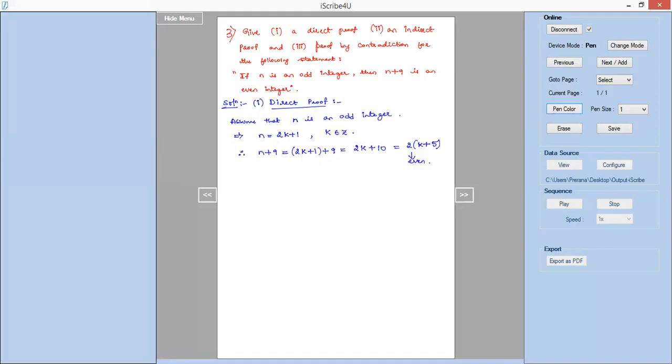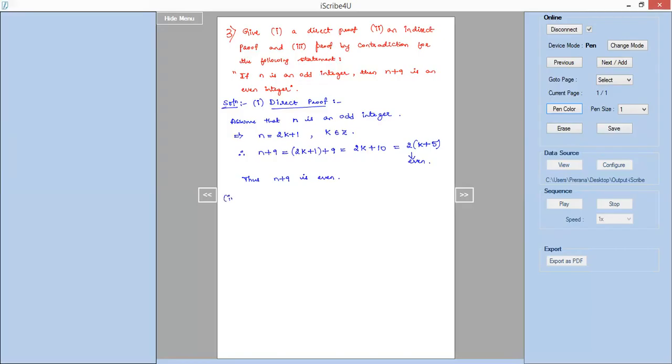So thus we can conclude that n plus 9 is even. Which gives us the direct proof for the given statement. So we started with P is true, we arrived at Q is true, and thus P conditional Q is true. P conditional Q means if n is an odd integer, then n plus 9 is an even integer. So that is the direct proof for us.